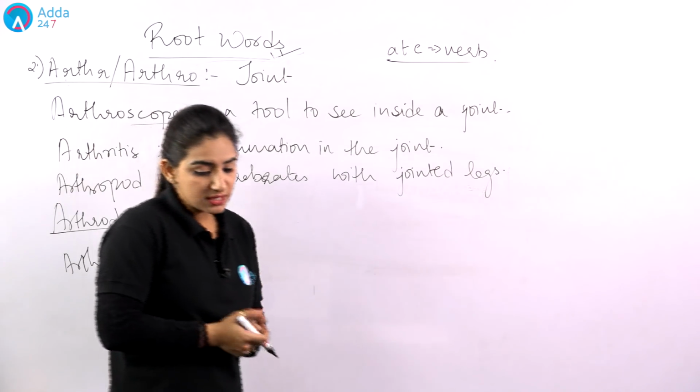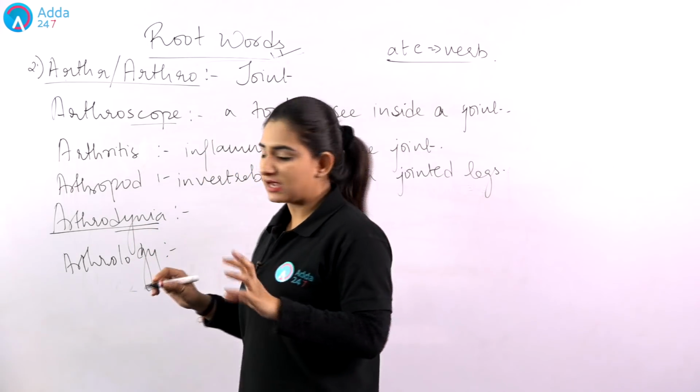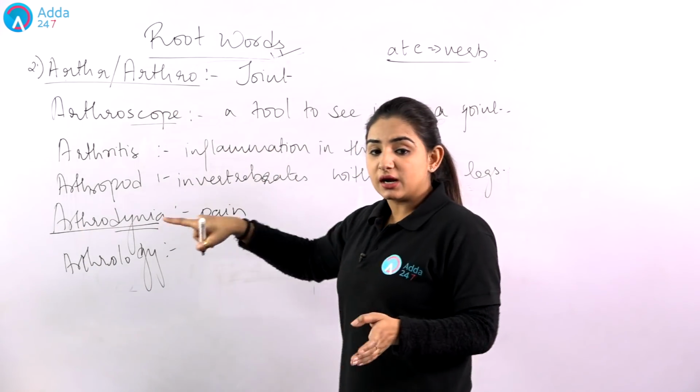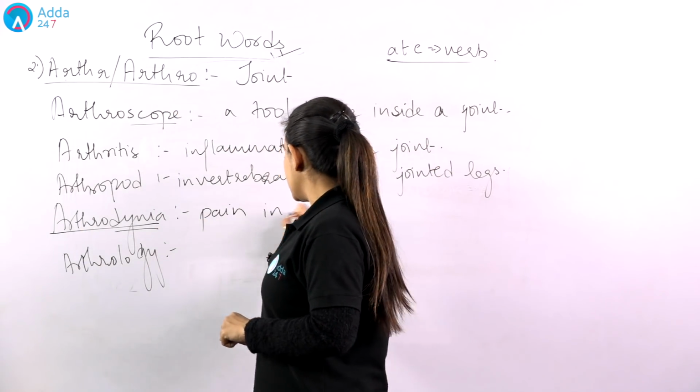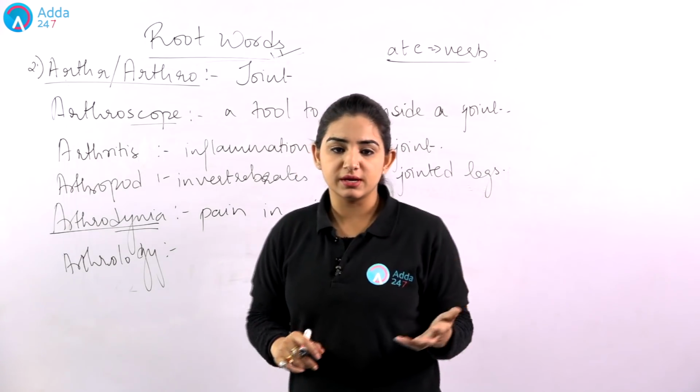Dynia. This is what we mean. See, dynia means pain. Okay, dynia means pain, and arthro means joint. So arthrodynia, what does this mean? Pain in joints is what we mean by arthrodynia.